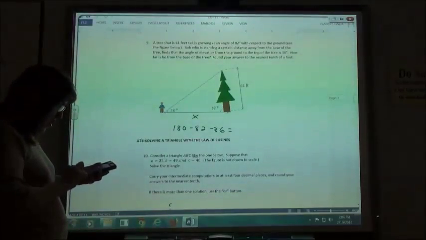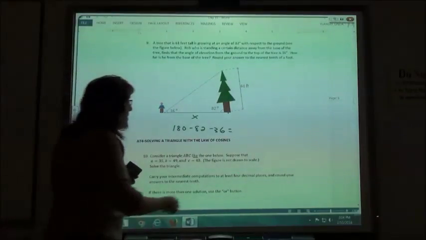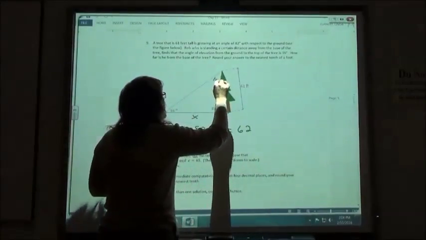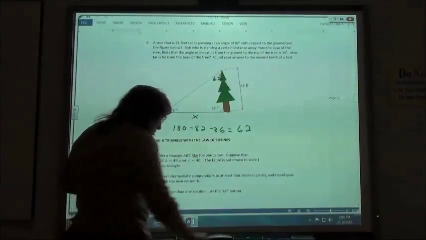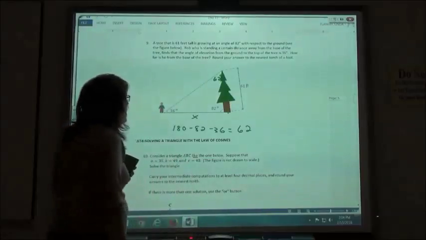180 minus 82 minus 36 gives me 62. So 62 degrees is how big that angle is up there.